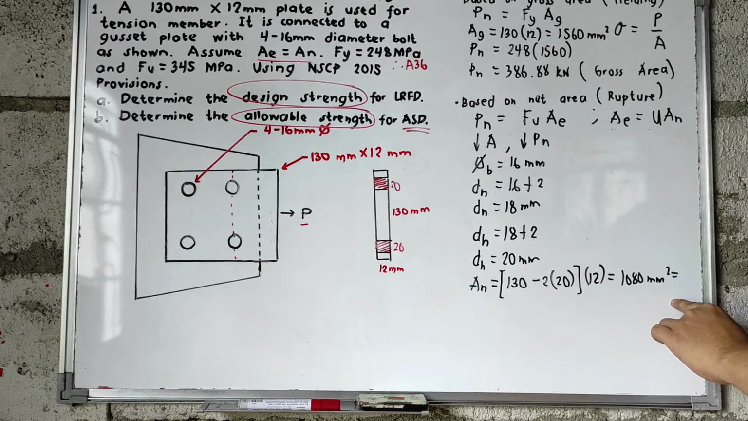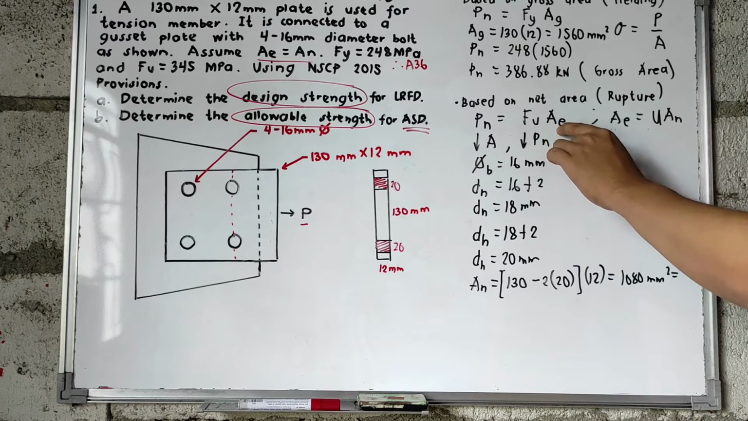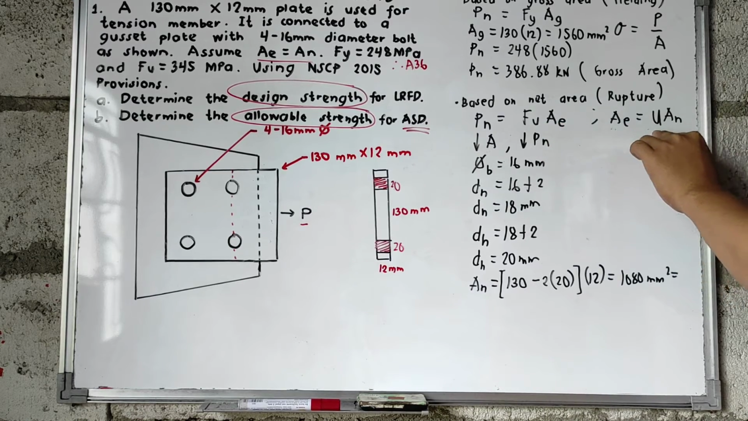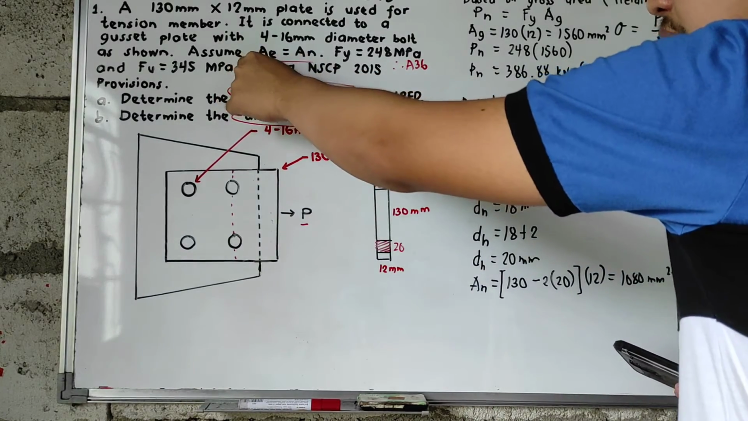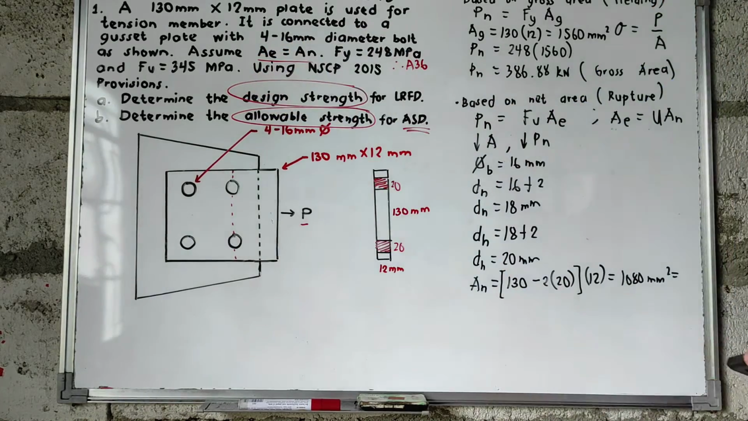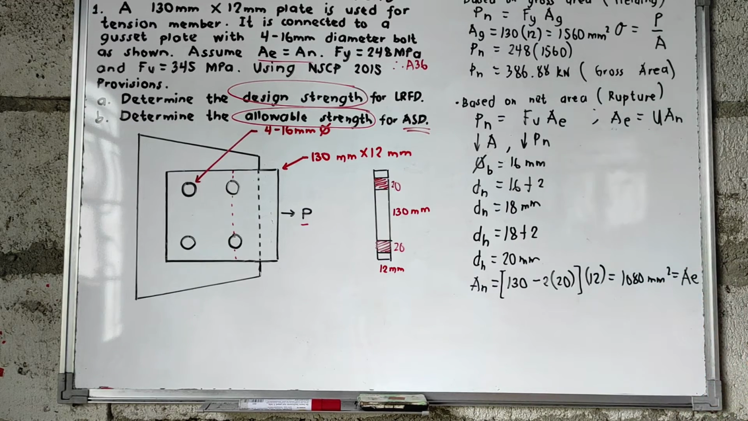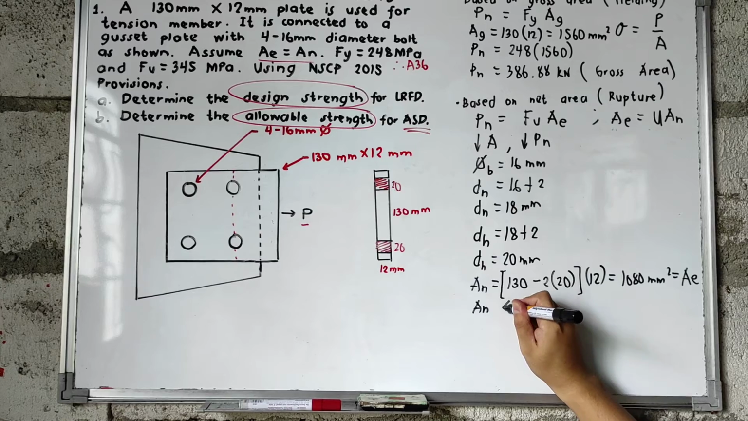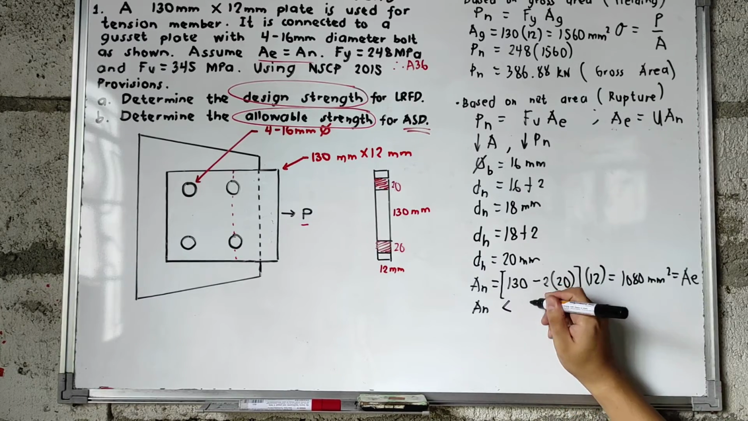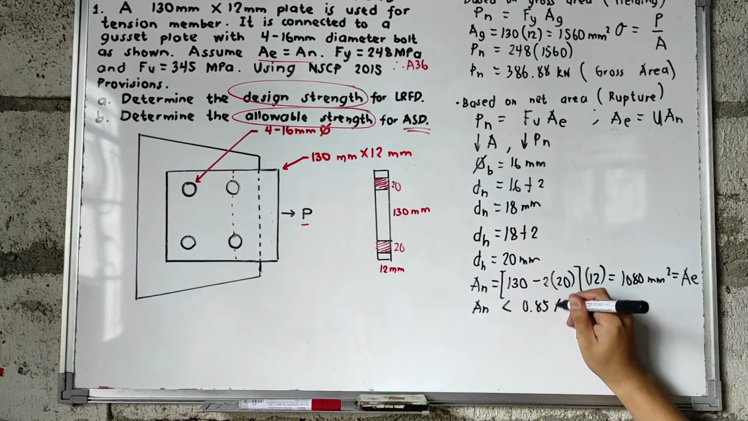And hindi naman to agad-agad yung gagamitin natin dito sa rupture. So, para makuha natin yung effective area natin, imumultiply pa natin ng reduction factor etong net area na nakuha natin. Since dito sa problem, sinabi na assume A sub e is equals to A sub n, so eto na yung gagamitin nating value ng A sub e. Then, yung A sub n naman natin, meron tayong limit dyan. Your A sub n must be less than or equal to 0.85 of Ag.